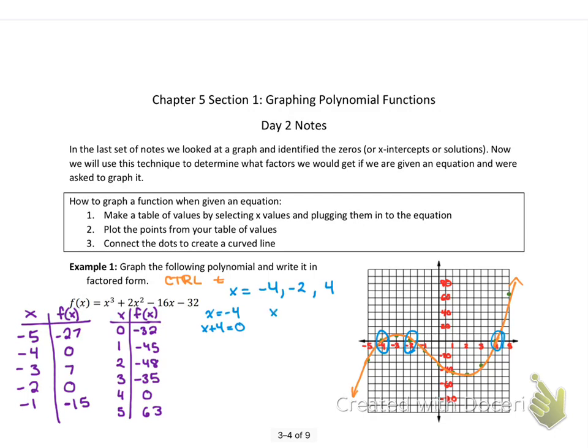We're going to do the same thing for x equals -2 and x equals 4. So if x equals -2, we move the 2 over, it becomes positive, so x plus 2 equals 0. And if we move the 4 over, it becomes x minus 4 equals 0. Just the opposite, just like always. Which means that if I were to write this in factored form, we would get x plus 4, x plus 2, x minus 4. Nothing really that super tricky about it. So that's the answer.